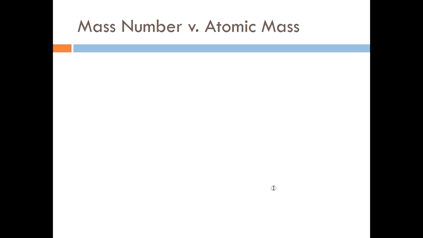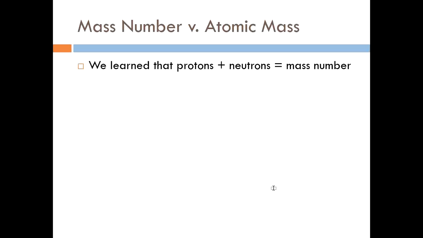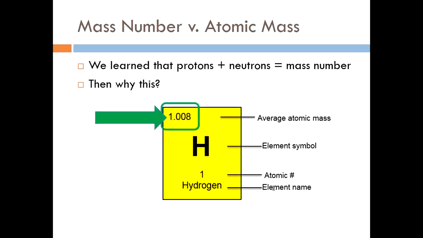Now let's take a look at the mass number versus the atomic mass that's written on our periodic table. Now previously we learned that protons and neutrons is equal to mass number, and the mass number we know is a whole number. So then why this number? Why is it a decimal? This is called the average atomic mass.